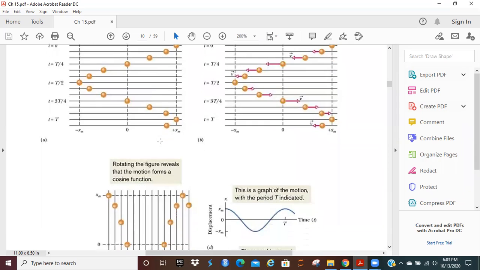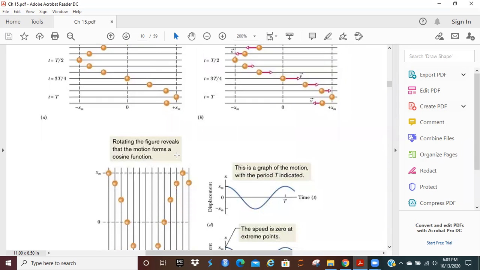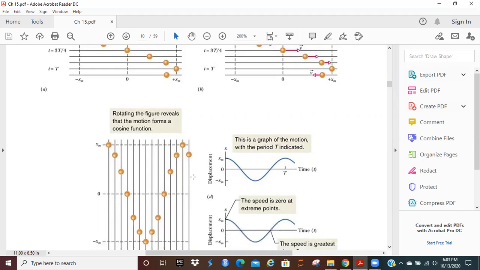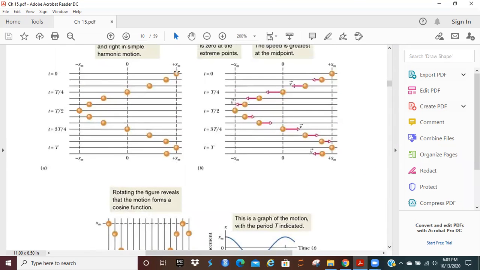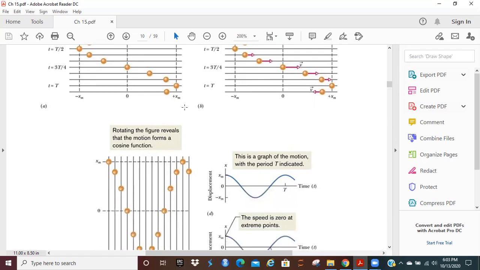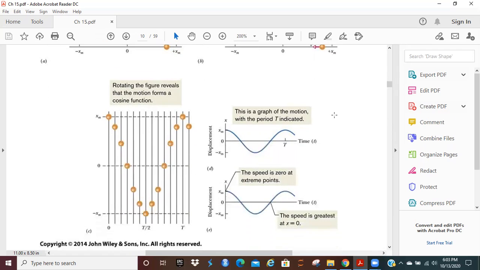So if you take that particular motion and rotate it 90 degrees, you can see that the figure is going to be the motion of a cosine function. And what that means is that if you start here and then go down and then go up, so basically take this, turn it 90 degrees counterclockwise, this is the kind of motion you get. So this is the graph of the motion with a period indicated. The speed is 0 at the extreme points, and then the speed is greatest here because all of its energy is going to be kinetic.